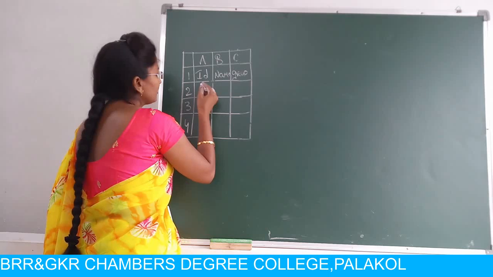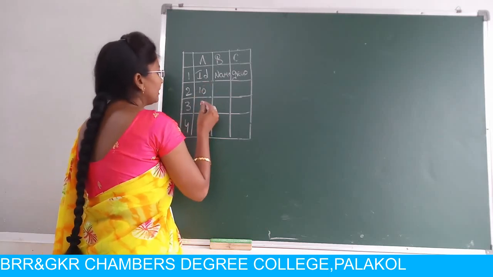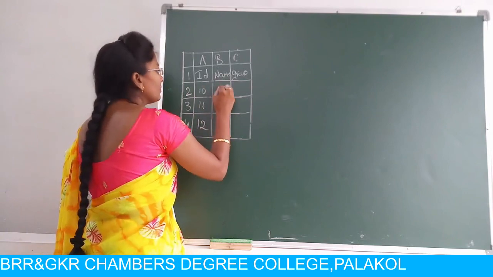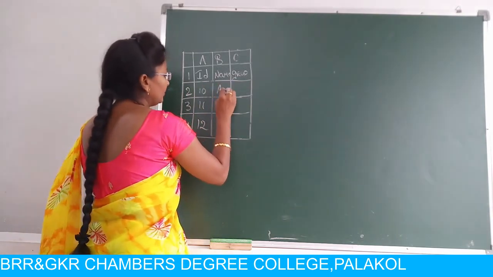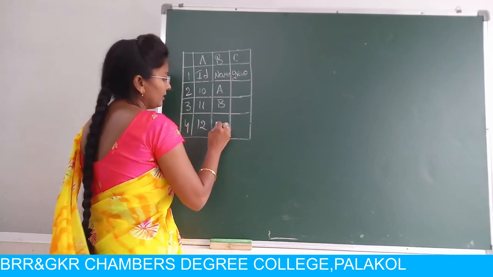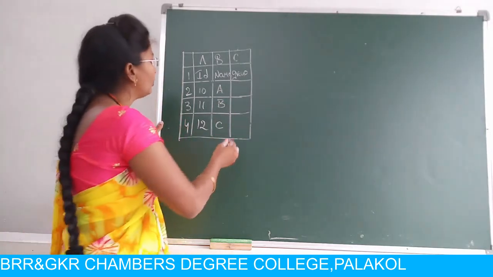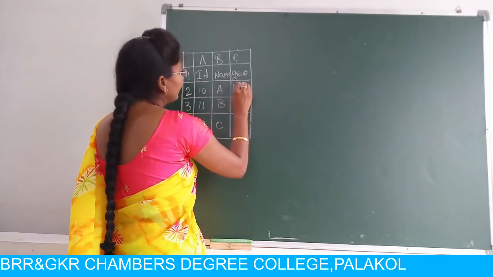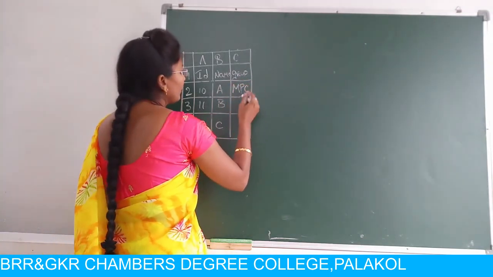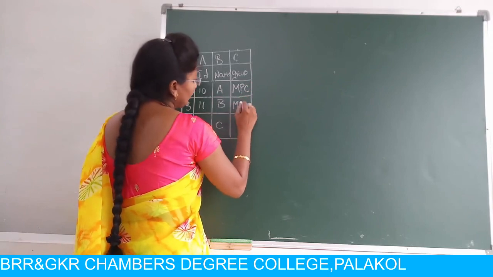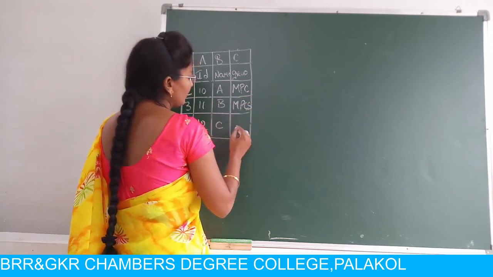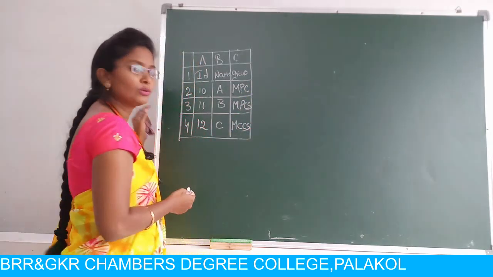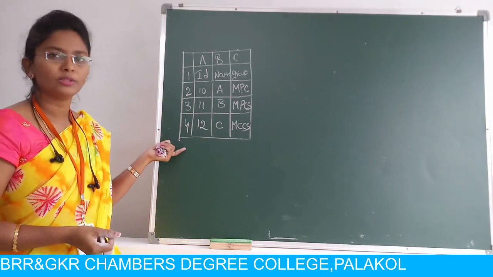ID numbers are 10, 11 and 12, and names are A, B and then C. And group is either A is an MPC group, B is an MPCS, and then MCCS. These students are from 3 different groups.